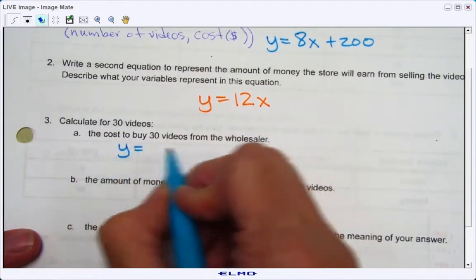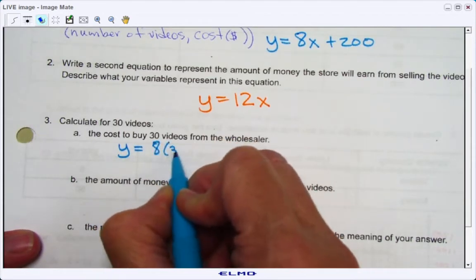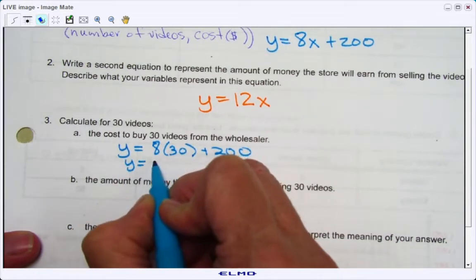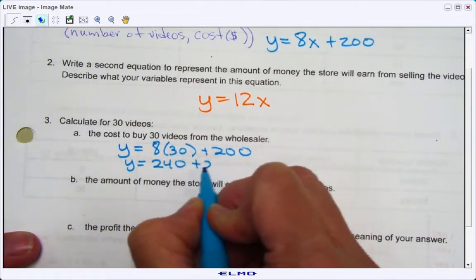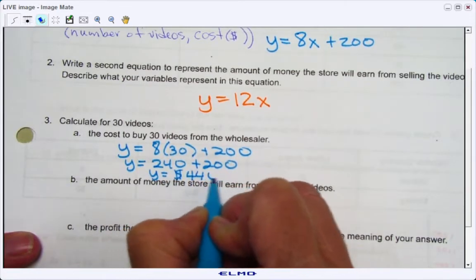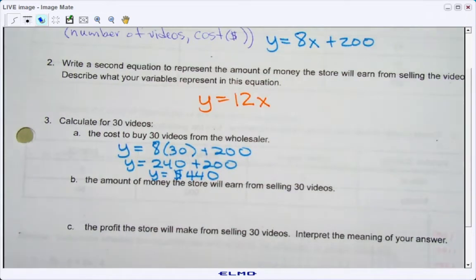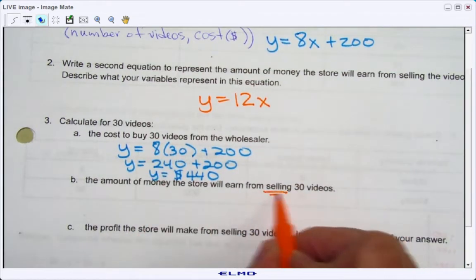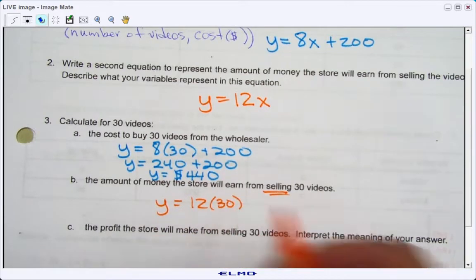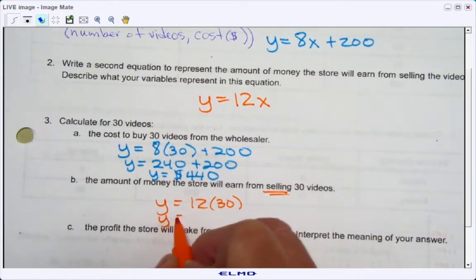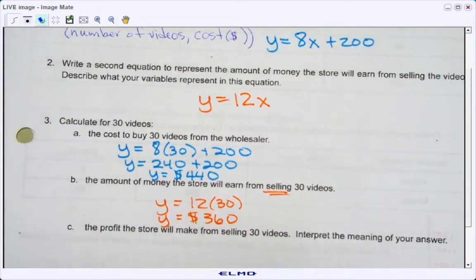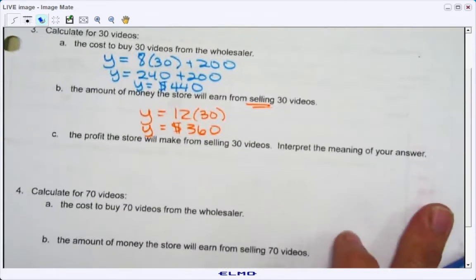So y equals 8 times 30 plus 200. That would get me 240 plus 200. So that's a total of $440. Then it wants if I'm selling the videos. So 12 times 30, because there are 30 videos, that would get me $360.